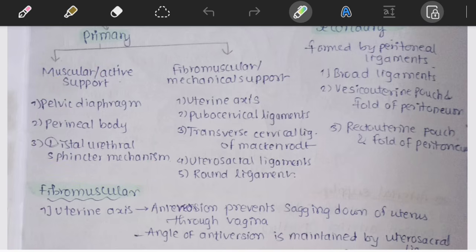Imagine placing a heavy object on a hammock, and the hammock supports it from below. That's essentially what the pelvic floor does for the pelvic organs, and this explains something clinically important. If the pelvic floor supports become weak, pelvic organs can descend. Fibromuscular support: then we have fibromuscular condensations of endopelvic fascia, the cardinal or transverse cervical and the uterosacral ligaments.